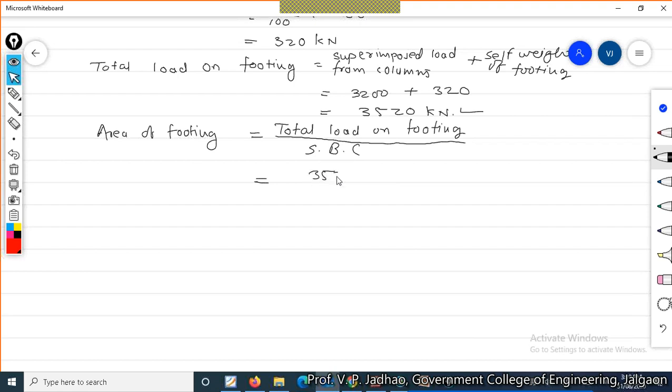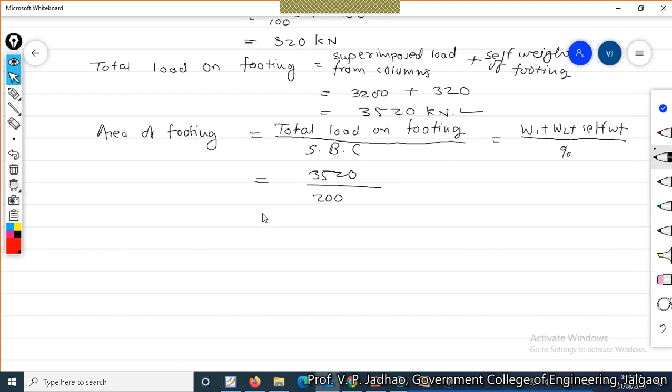So 3,520 divided by the safe bearing capacity. The value of safe bearing capacity is given in the problem as 200 kilonewton per meter square, or we can continue this as W1 plus W2 plus self weight divided by Q0. Q0 is the safe bearing capacity.